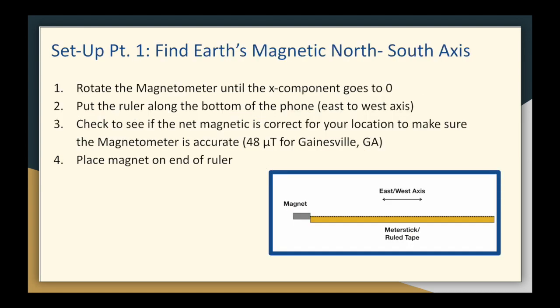To set up the lab, I first had to rotate the magnet until the x component went to 0, and then I put a ruler along the bottom of the phone. This represented the east-west axis. I then checked to see if the net magnetic field was correct for my location. In Gainesville, Georgia, it is supposed to be 48 microtesla. This simple check allows you to see if the magnetometer is working correctly. Finally, I placed the bar magnet at the end of the ruler.